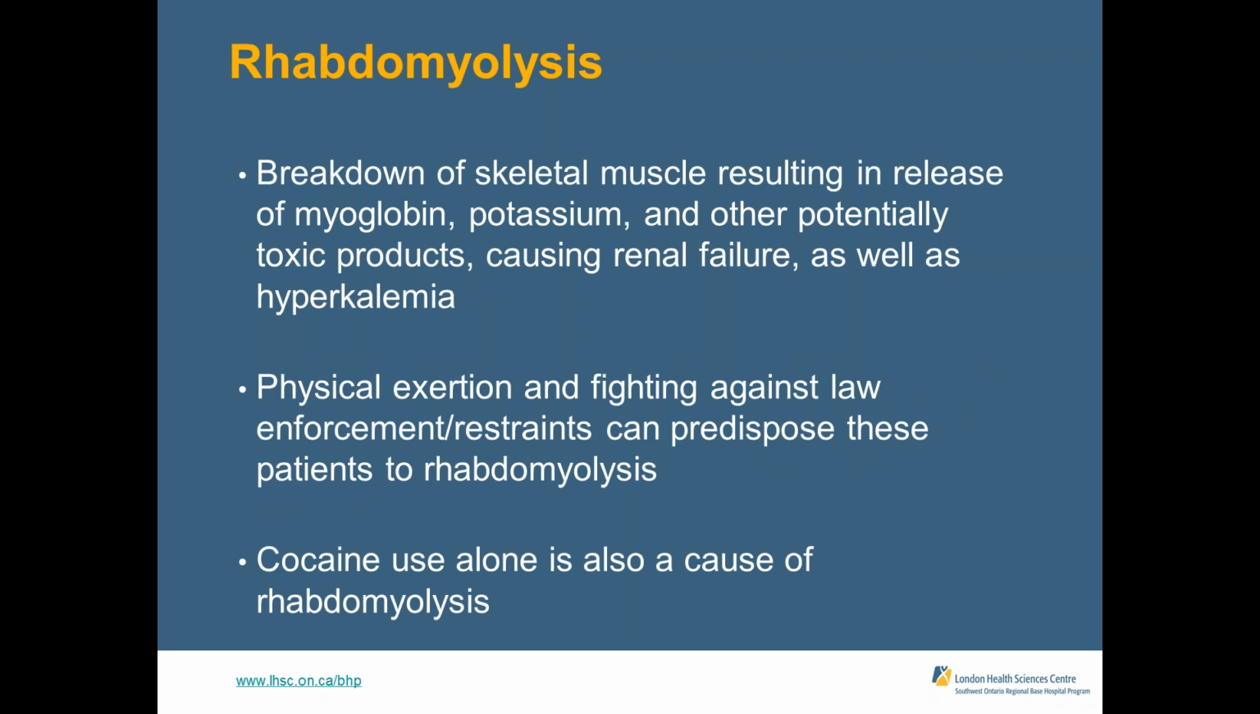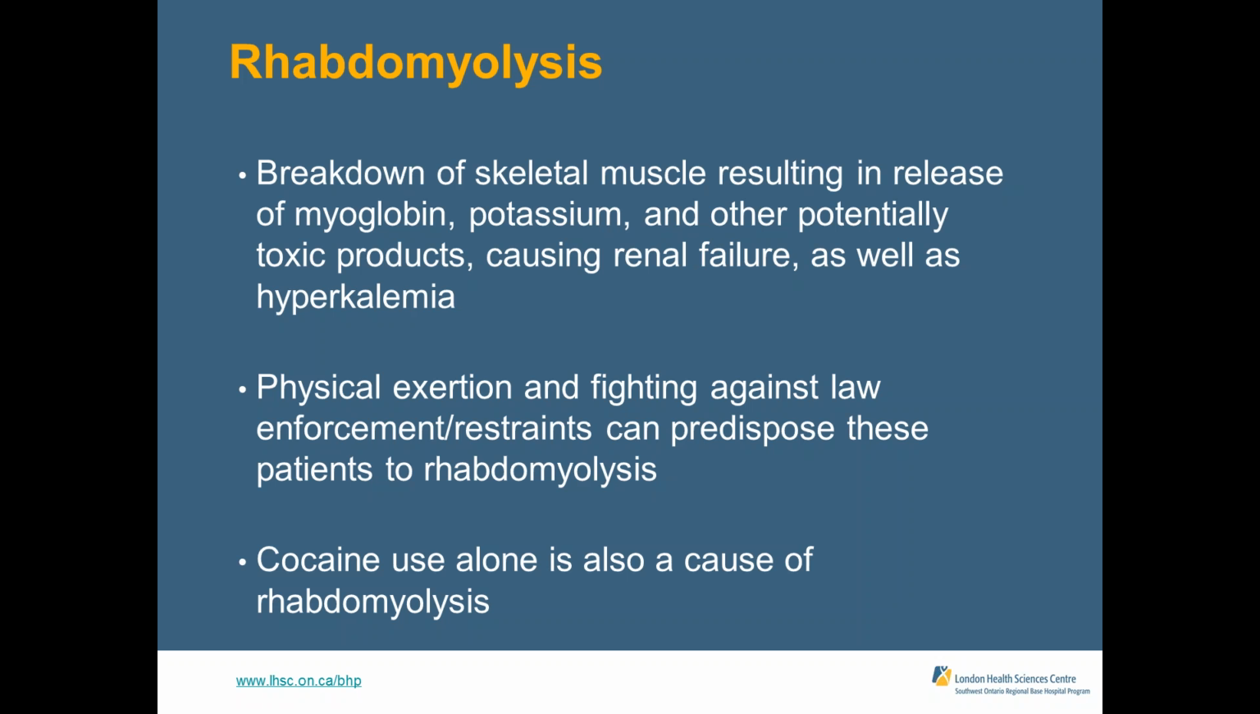And then we look at these patients, if it's the breakdown of skeletal muscle causing the release of myoglobin, potassium, and other potentially toxic products into their bloodstream, which could result in renal failure and hyperkalemia. When these patients are fighting and running around and flipping tables over, being restrained, they're going to have a breakdown of their skeletal muscle, and they could be predisposed to rhabdo. Even sympathomimetic use alone can be looked at as a cause of rhabdo because you're in such an elevated state, your whole sympathetic system is ramped up.